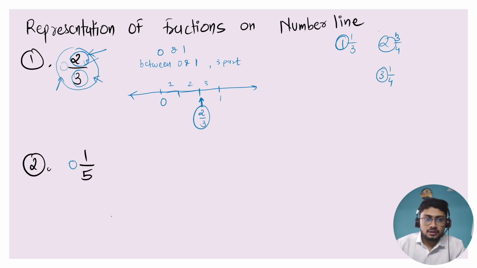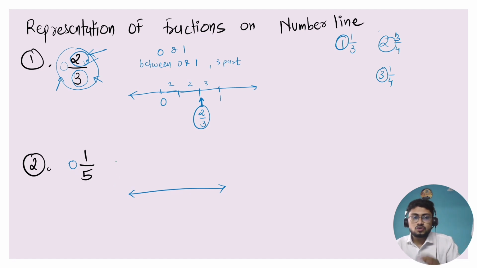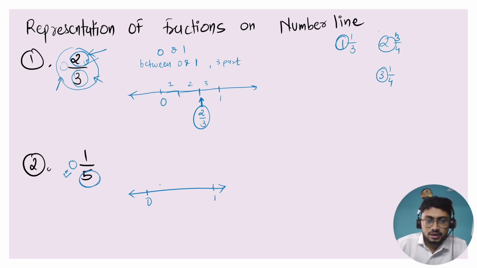Am I clear? Again, one more question. This number is between which two numbers? So first it is decided, 0 and 1. So I am going to write 0 over here, 1 over here. How many partitions are there? Okay, 5.